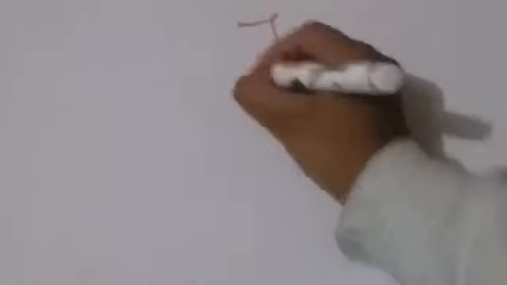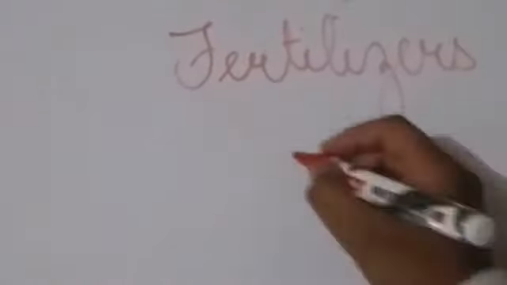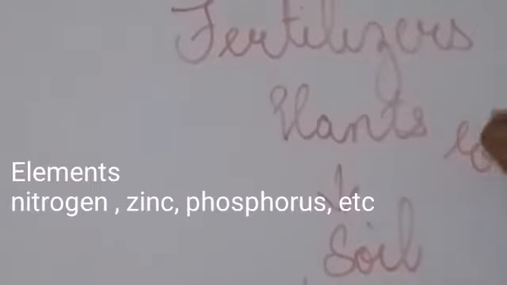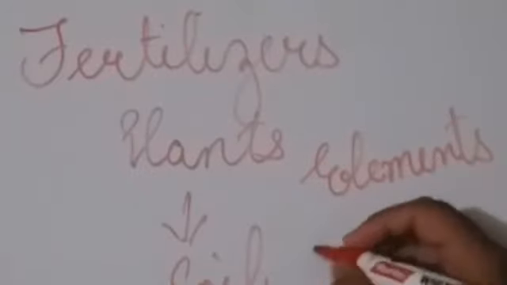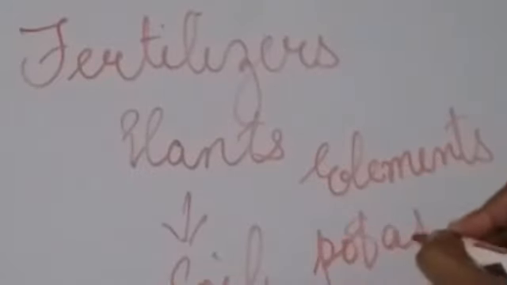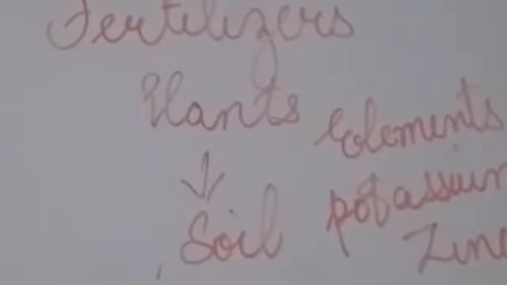Basically, why do we use fertilizers? Okay, so as you know, we obtain food from where? Plants, right? So where do plants grow? They grow in the soil. So in the soil, naturally there are some elements present, such as potassium, zinc, phosphorus, nitrogen, etc. These types of elements are present in the soil where plants grow.